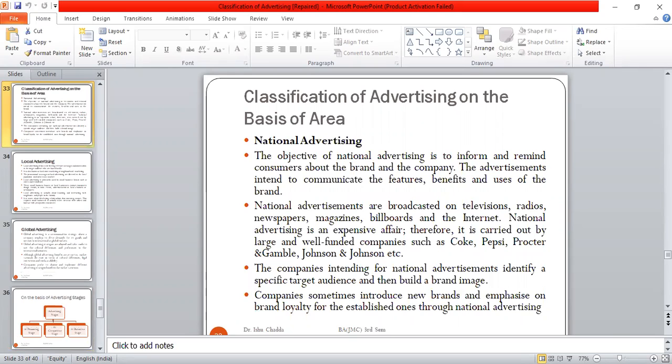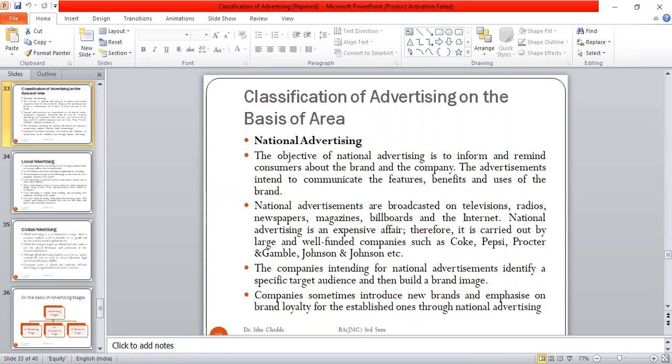National advertising. The objective of national advertising is to inform and remind consumers about the brand and the company. The advertisements intend to communicate the features, benefits, and uses of the brand. National advertisements are broadcast on television, radio, newspapers, magazines, billboards, and the internet. These types of ads are for mass marketing purposes. It involves TV, radio, newspaper, brochures, magazines, billboards, internet. All these types of media are used for national advertisements.